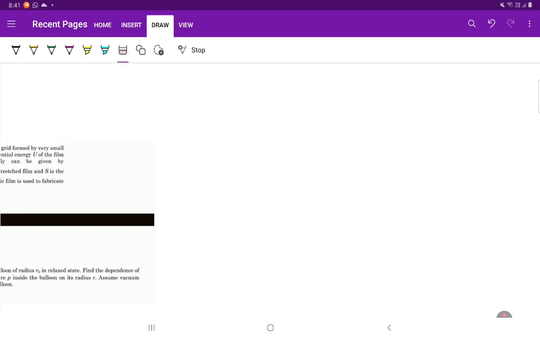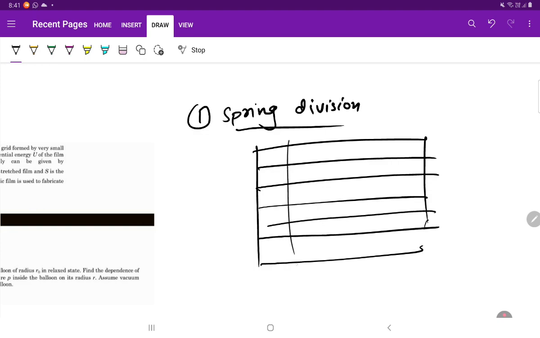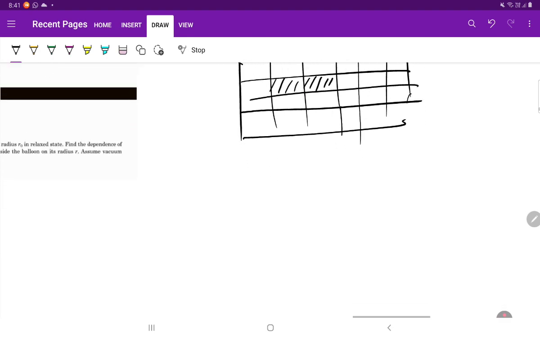Now there are two methods to do it. The first method is basically spring division. Suppose I'm making this wire mesh, basically spring mesh, look something like this. Okay. Now consider any two squares. Suppose I'm considering these two squares. Can I write these squares as equivalent to this? K by 2, K by 2, and the other two are K by 2 also.